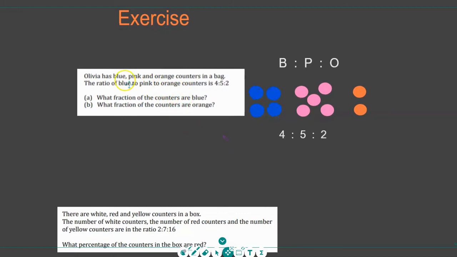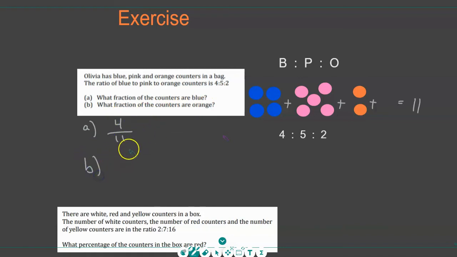Now let's work on this. Olivia has blue, pink, and orange counters in a bag. The ratio of blue to pink to orange is 4 to 5 to 2. What fraction of the counters are blue? So we're going to add all the counters. So you have 4 counters, plus 5 is 9, plus 2 is 11. So what fraction of the counters are blue? There are 4 blue counters, and there's a total of 11. So it's 4 over 11.